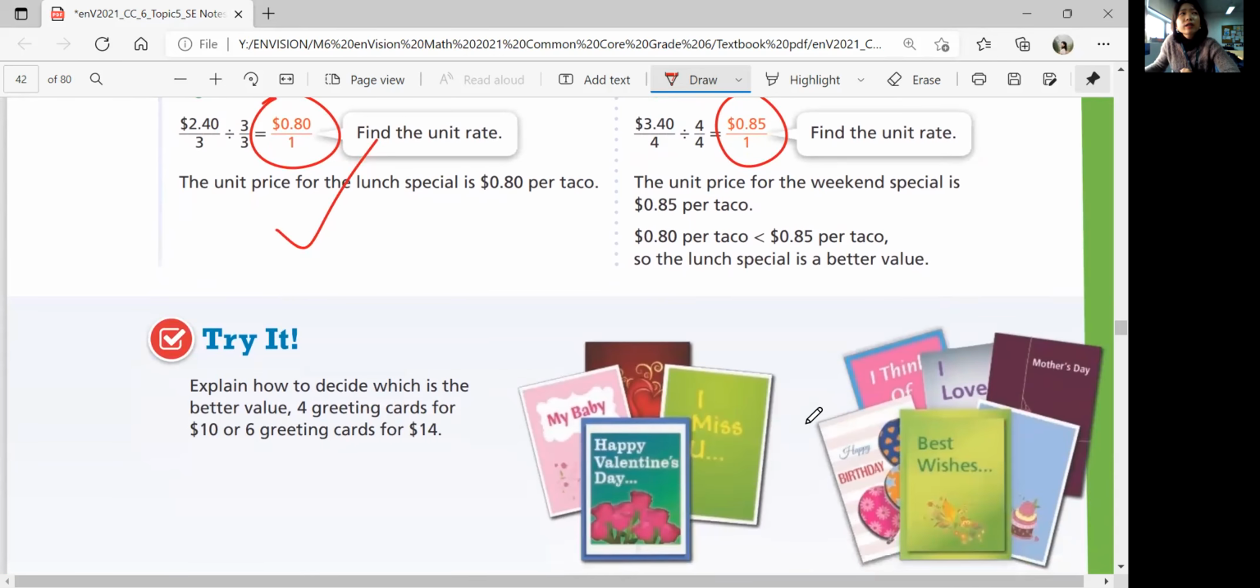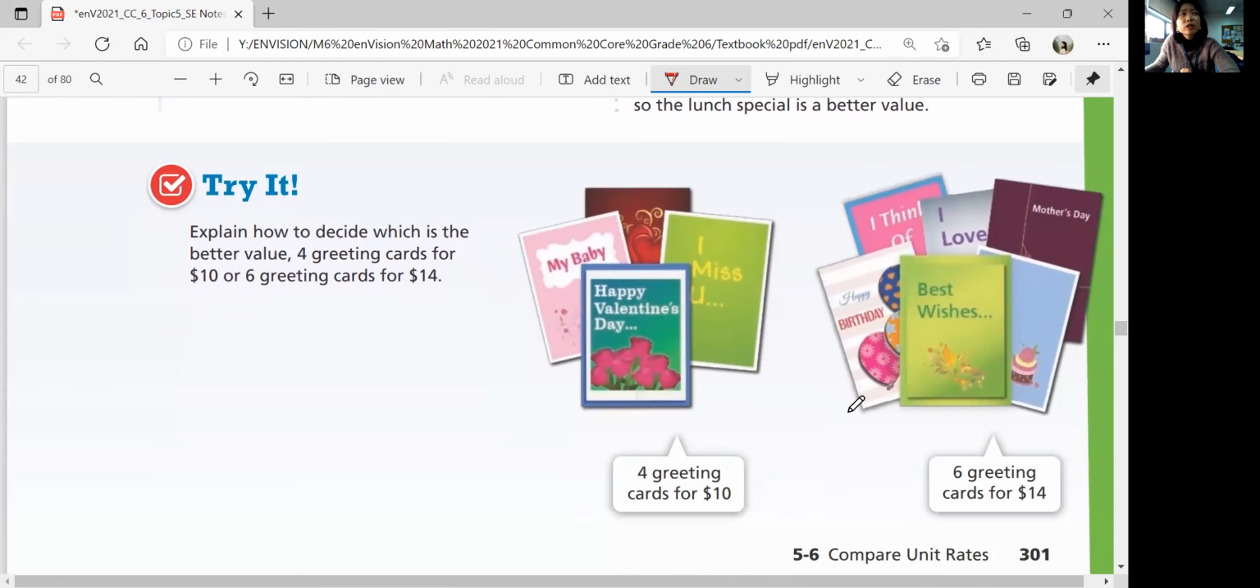All right, let's look at try it. Explain how to decide which is the better value. 4 greeting cards for $10 or 6 greeting cards for $14. If they're basically the same cards, the same quality of cards, what would you buy? Okay, which one is cheaper? 4 greeting cards for $10, 6 greeting cards for $14. So let's compare the unit prices.